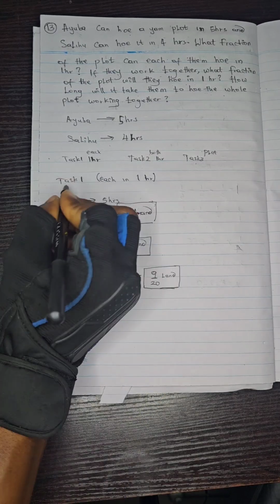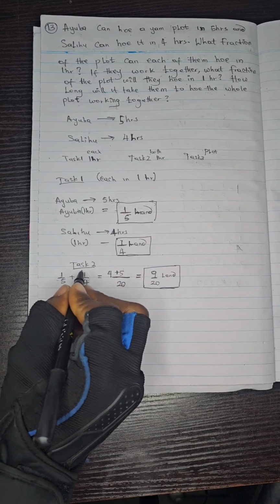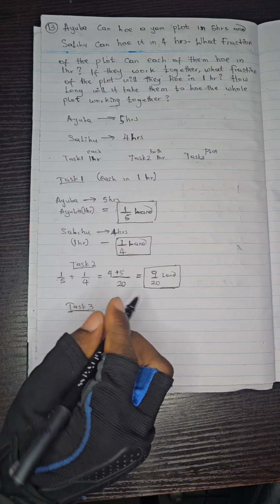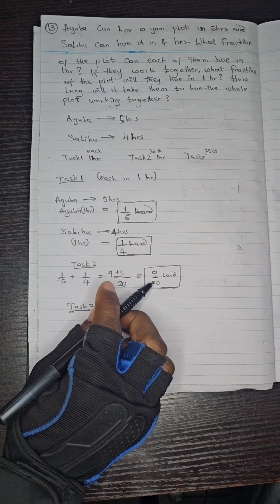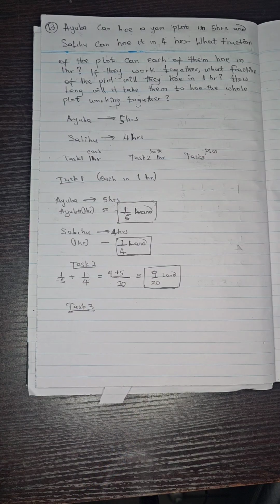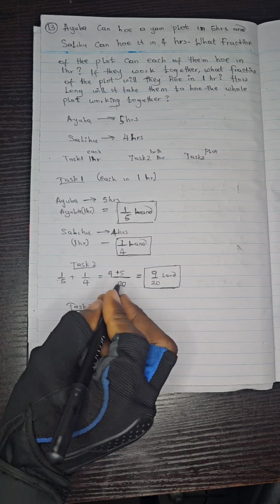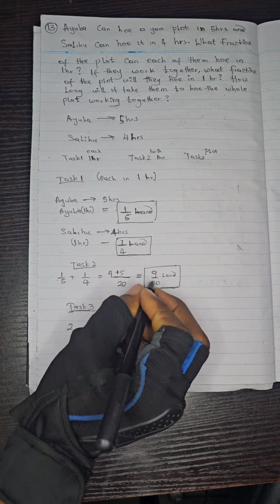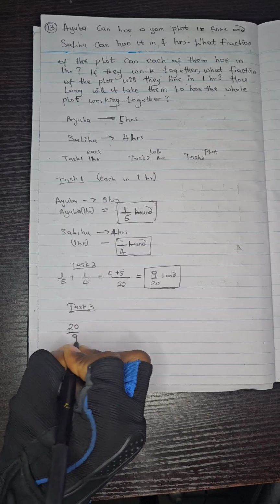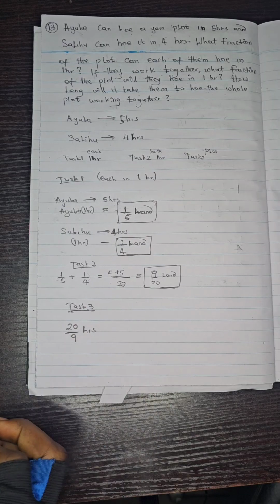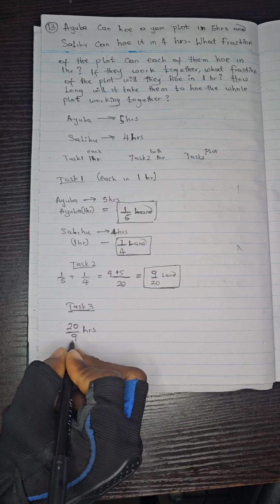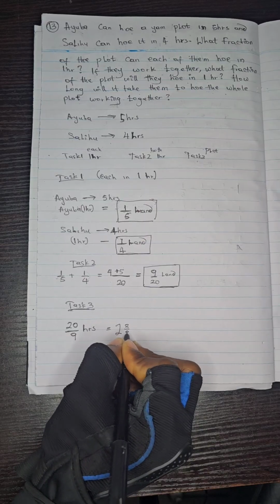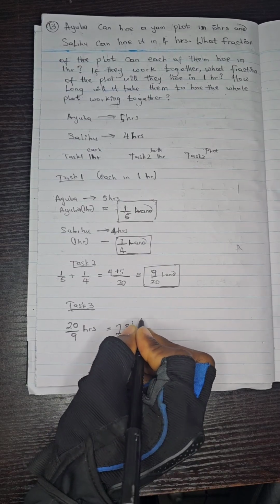So task 3. This is task 1, this is task 2, then task 3. If in 1 hour this is the fraction of the land they can finish, then if they work together, you just flip the answer you get here, 20/9 hours to finish the land. If you change this to a mixed fraction, 20 divided by 9 is 2 remainder 2, so you can say 2 whole number 2/9 hours.